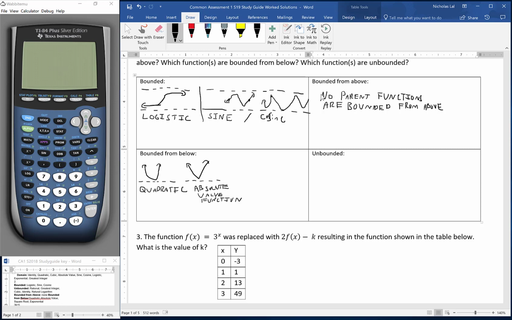Now, unbounded functions include the rational function. The rational function is y is equal to 1 over x, and it looks something like this. You have decreasing behavior, so drawing your xy axis.